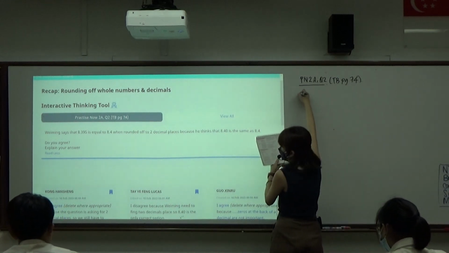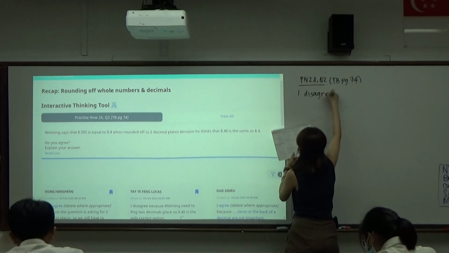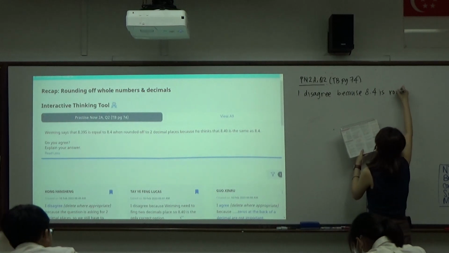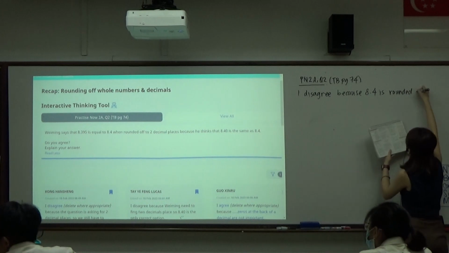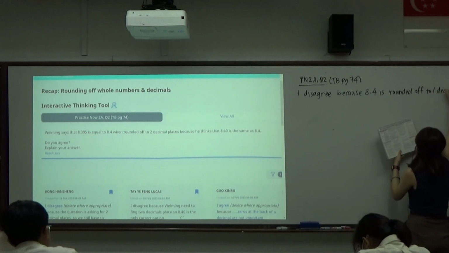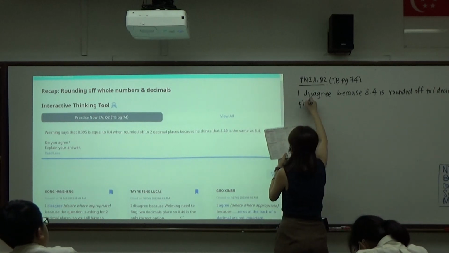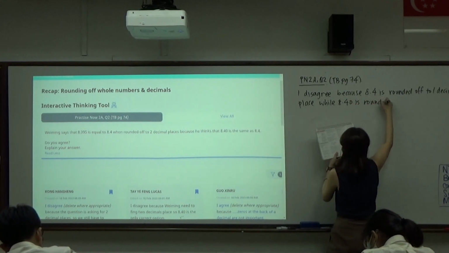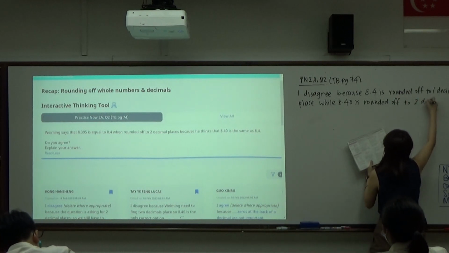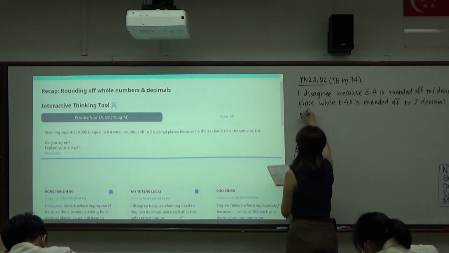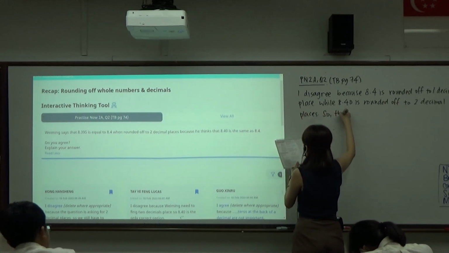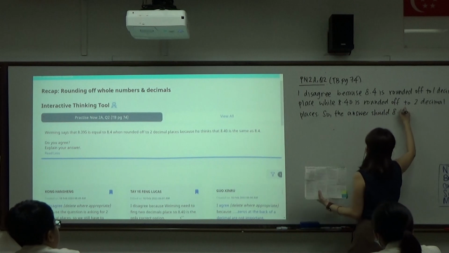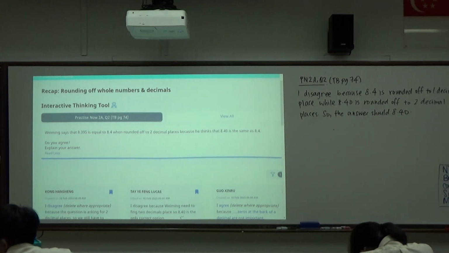So I disagree because 8.4 is rounded off to 1 decimal place, while 8.40 is rounded off to 2 decimal places. So the answer should be 8.40.